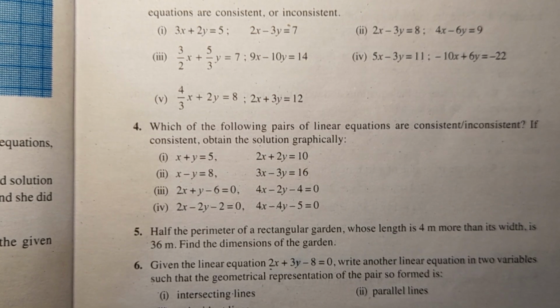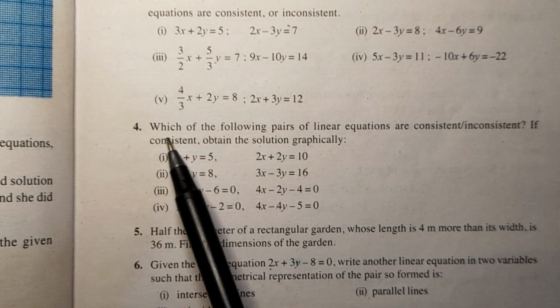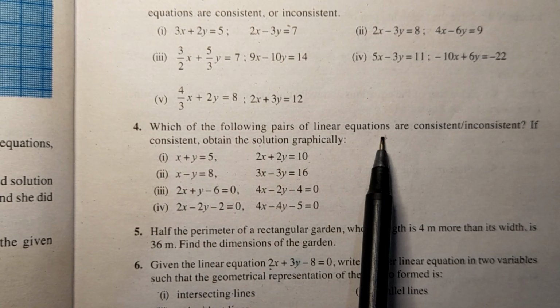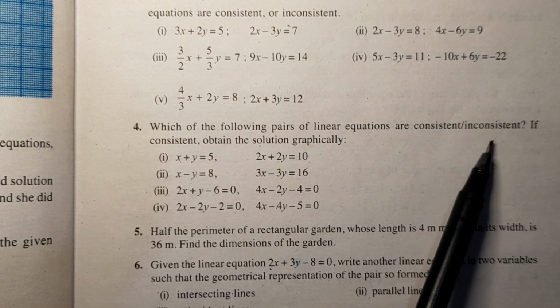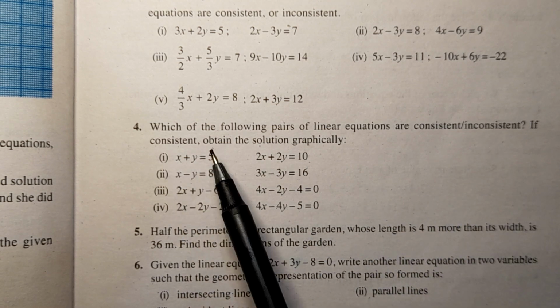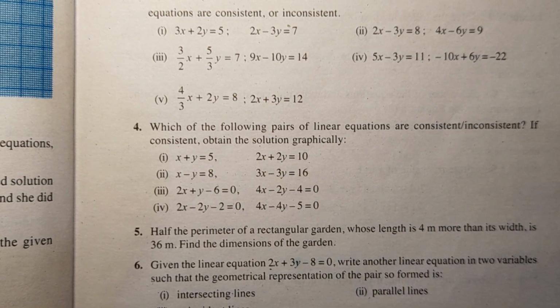Class 10th NCERT, chapter 3, Pair of Linear Equations in Two Variables, exercise 3.1, question number 4. Which of the following pairs of linear equations are consistent or inconsistent? If consistent, obtain the solution graphically. Equations are given, and we will solve the first one first.